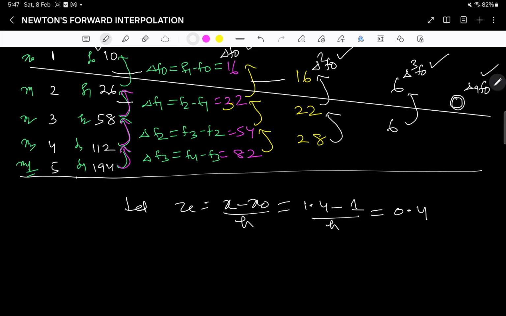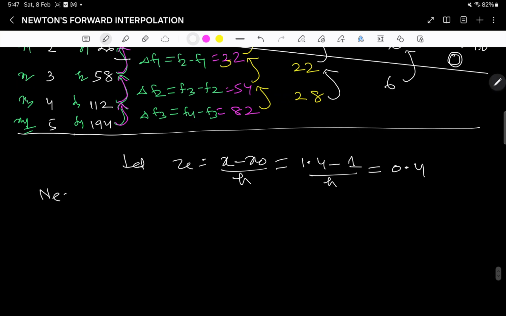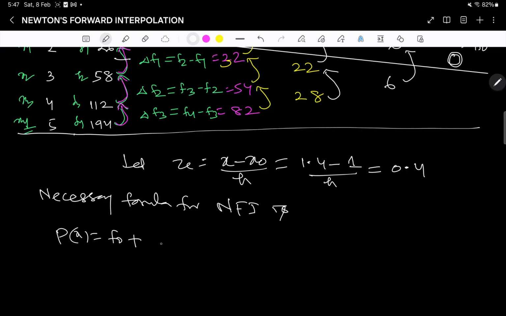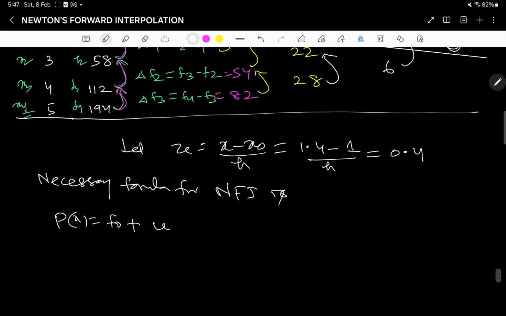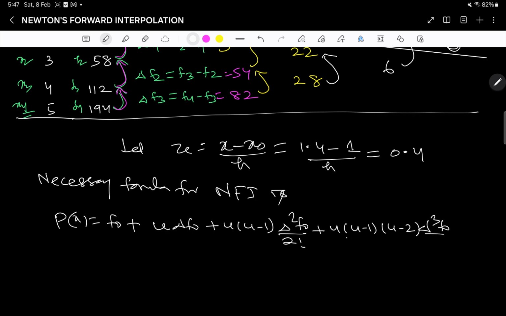Now coming to the necessary formula. The necessary formula for Newton forward interpolation is p of x equals f0 plus u del f0 plus u into (u minus 1) del square f0 by 2 factorial, plus u into (u minus 1) (u minus 2) del cube f0 by 3 factorial, and you may just leave it, or if you like you can write it, u minus 1 up to u minus (n minus 1), del n f0 by n factorial. Okay, we may just put and leave it here.